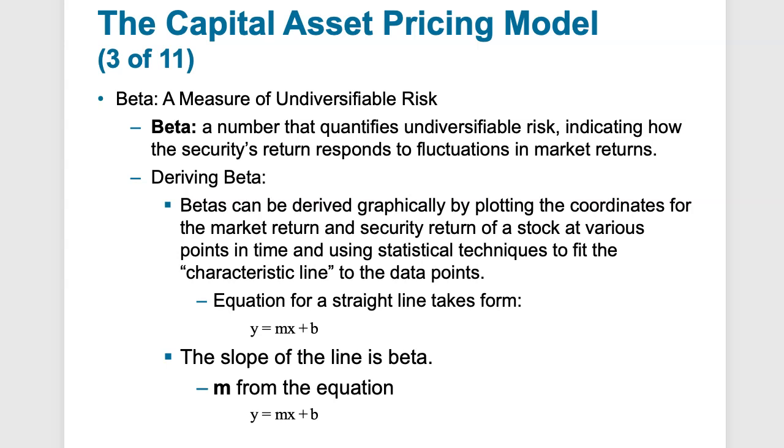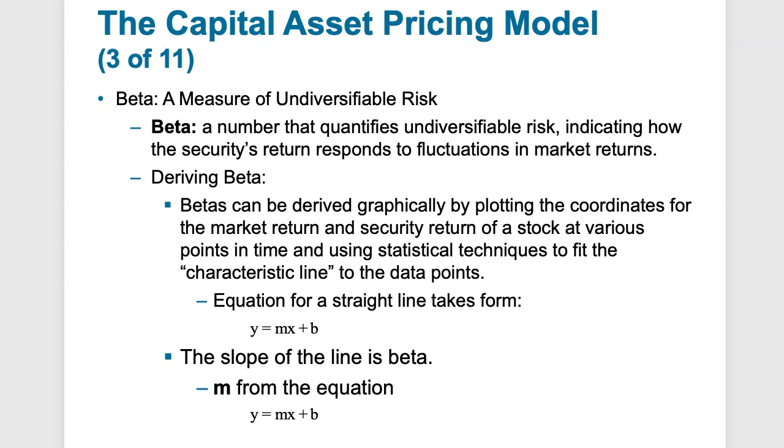Beta can be derived in a graphical sense by plotting the coordinates of the return of the stock at various points. Using time and statistical techniques, we could calculate an equation, basically looking for the slope of the equation. The equation for a straight line is y equals mx plus b, and the slope is what beta is. So it's the m of the equation.